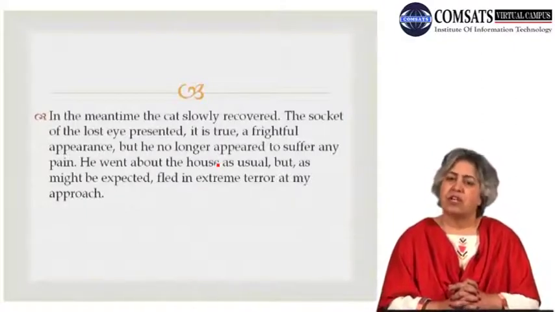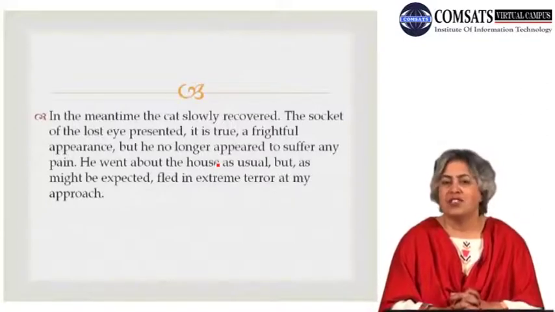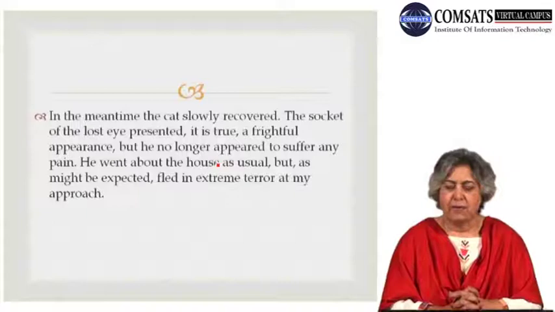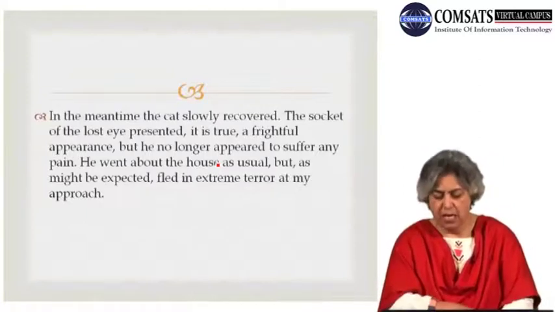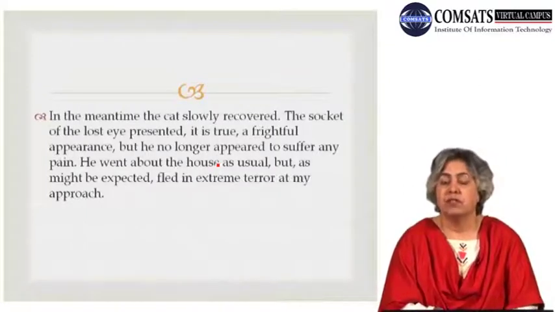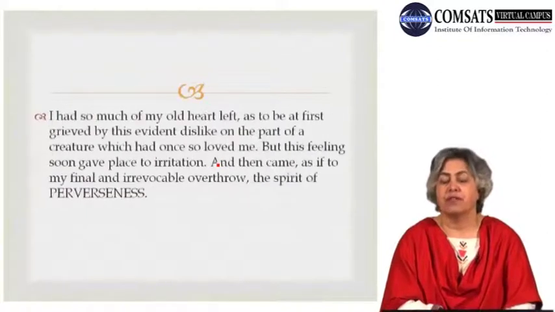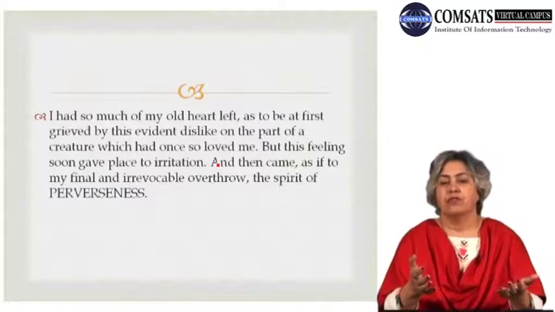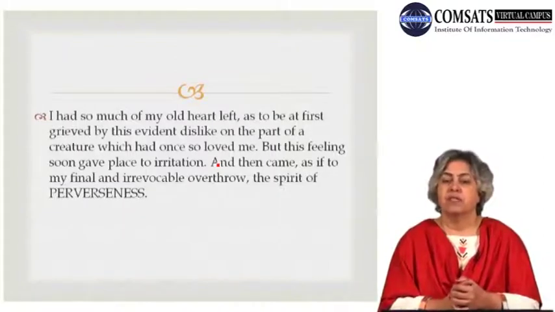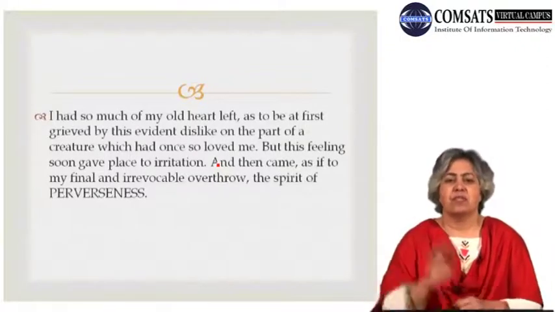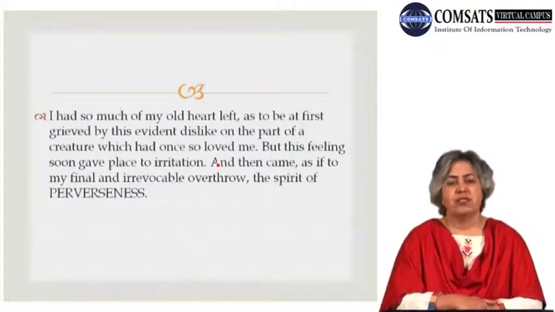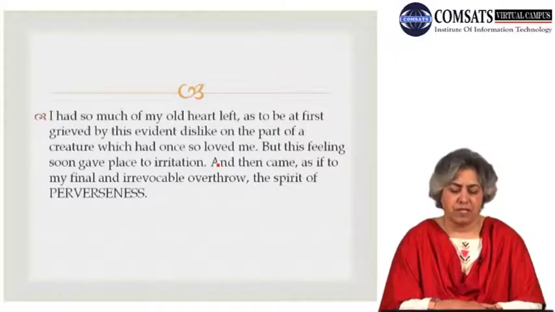So the cat recovers slowly, but the eye does not come back. And the narrator says he went about the house as usual, but as is to be expected, he did not want to come close to the narrator. Whenever the narrator tried to call him or hold him, the cat Pluto would run as fast as possible away from the narrator. "I had so much of my old heart left as to be first grieved by this evident dislike on the part of a creature which had once so loved me.